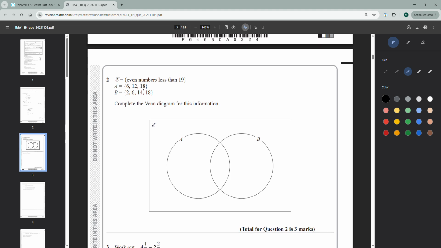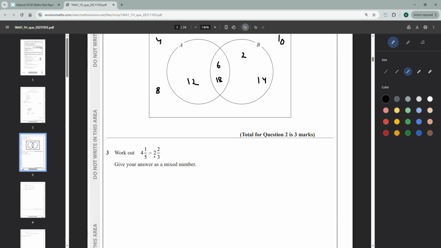Anyway, this one, okay, this is nice. I like this one. It's only question 2, so it's obviously going to be very easy. Even numbers only. So 2 is in B. 3 not in. 4 is outside. 5, 6 is in both. 7, 8, and then 10 is outside as well. 12 is in A, and 14 is in B. 15, 16, 17, 18 is in both. Okay, that hopefully is the answer.